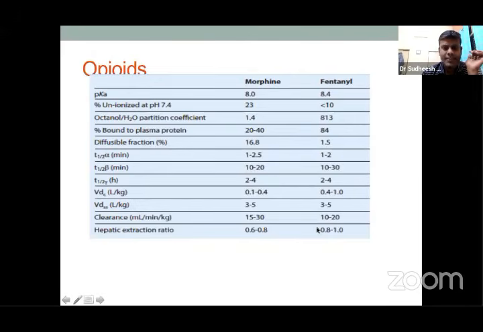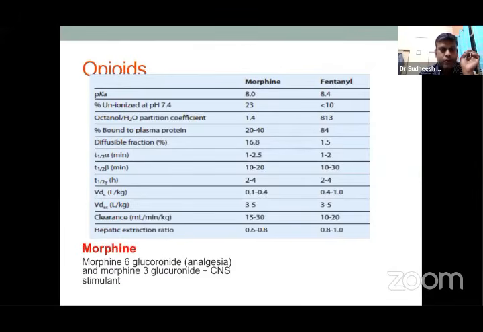The main thing is the hepatic extraction ratio. If you see, as I discussed earlier, it's 0.6 to 0.8 and 0.8 to 1. That means any decrease in hepatic blood flow is going to affect the metabolism of these two drugs. Coming to the metabolites, morphine 3 glucuronide and morphine 6 glucuronide are the metabolites of morphine. Morphine 6 glucuronide is found to have around 60 to 70% of the analgesic effect of morphine, whereas morphine 3 glucuronide is known to cause CNS stimulation. And these two are excreted in urine. Therefore, renal failure will cause accumulation of these metabolites and can result in problems.